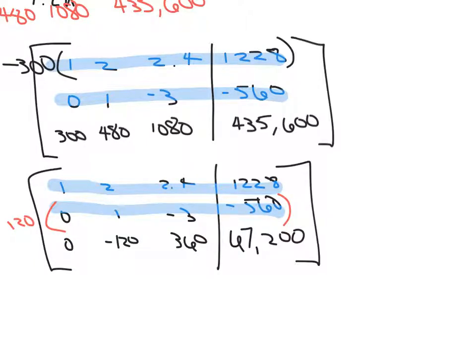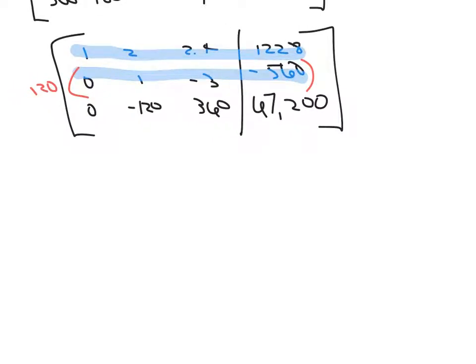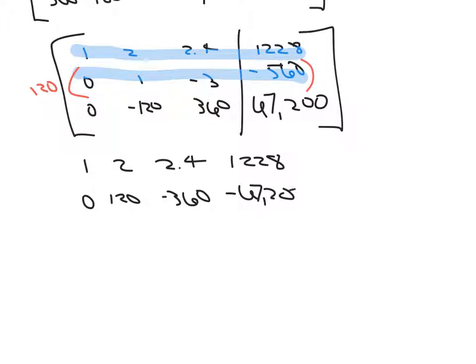Alright, so let's move this up, and I don't want to just tell you to do it, I want to show you what happens here because an odd and strange thing goes on. Our 1, 2, 2.4, 1228 stays the same. Our bottom stays. And then this becomes negative 67,200. And our bottom is this.